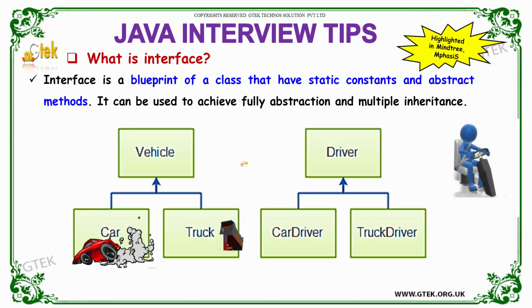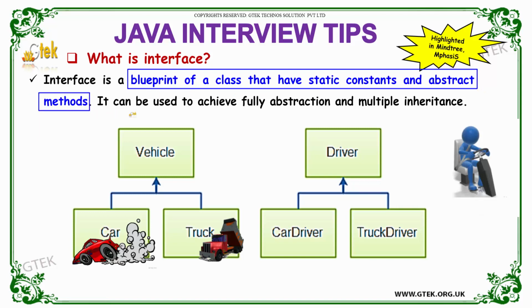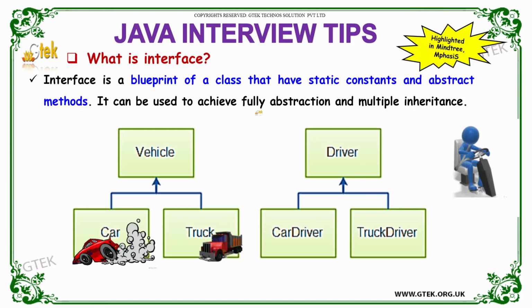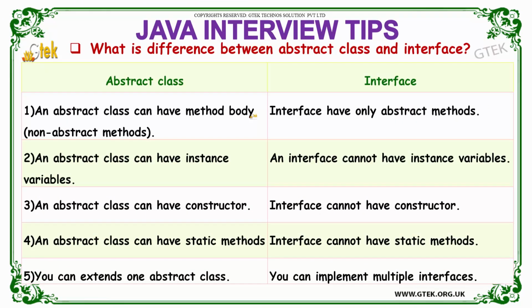What is interface? The answer is, interface is nothing but a blueprint of a class that has static constants and abstract methods. It can be used to achieve full abstraction and multiple inheritance. Our next question is, what is the difference between abstract class and interface?